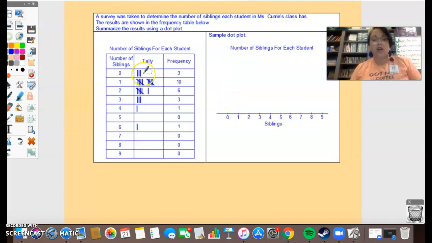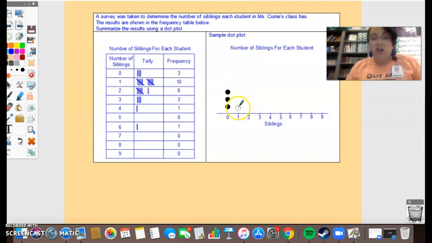That's a good size. Okay, so they're asking the number of siblings for each student, okay? How many students had 0 siblings? 3. So we're going to put 3 dots. It's important when you're doing a dot plot to keep your spacing the same. I'll show you why. Okay, so for the number of students that had 1 sibling only, that went up to 10.